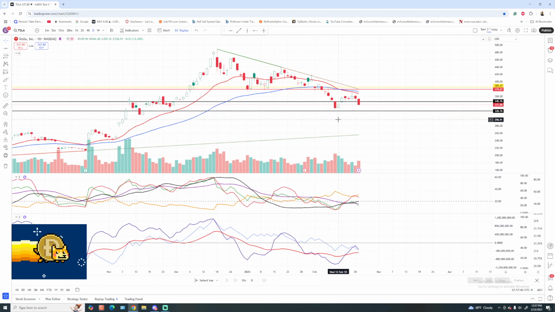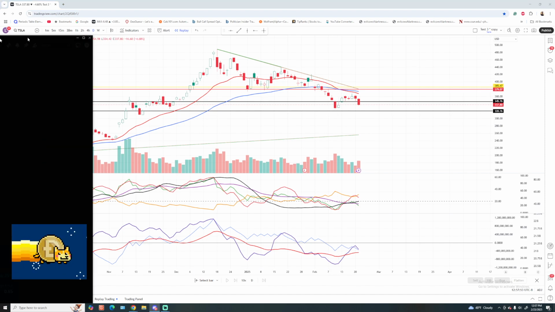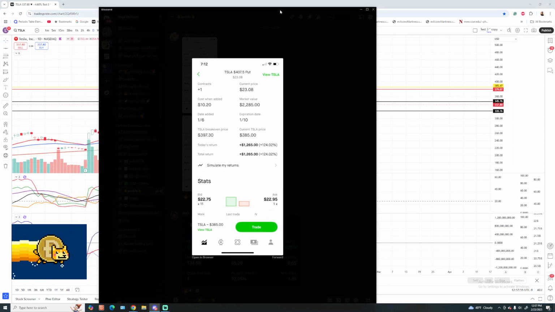So after that, luckily we sold all the way down here. I think that was one of our big returns. That was the 124 return right there.